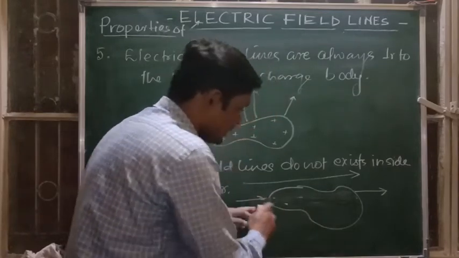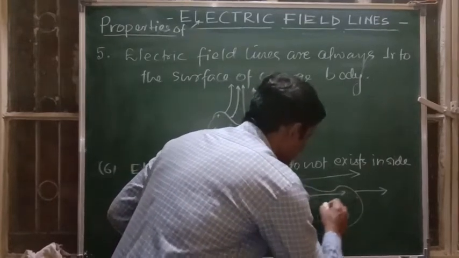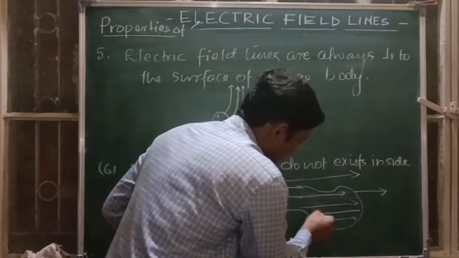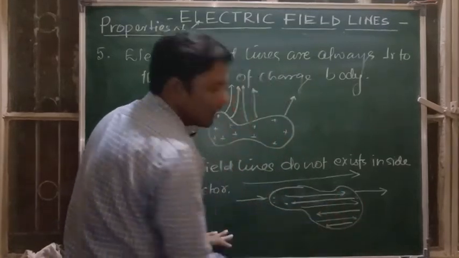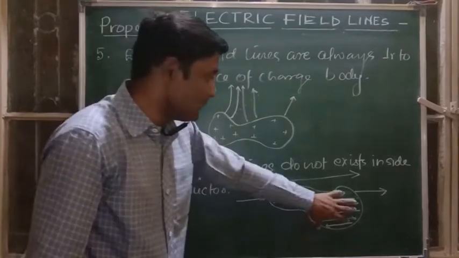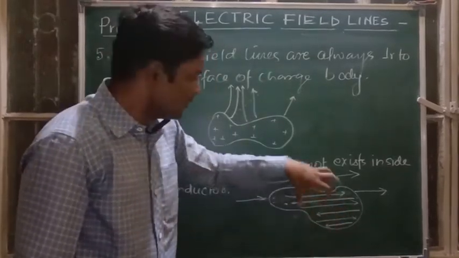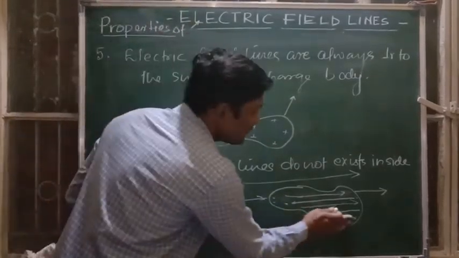For this conductor, the number of electric field lines present inside along the applied field will be equal to the induced electric field lines opposite to that applied electric field lines. So they may be cancelling out each other, and the net electric field lines inside will be 0, or electric field inside a conductor will be 0.